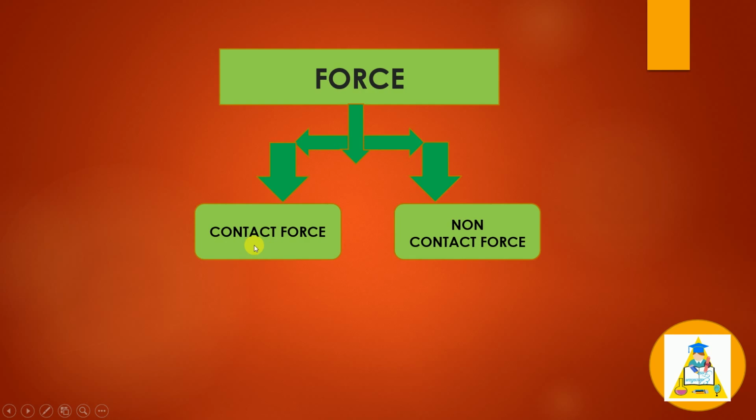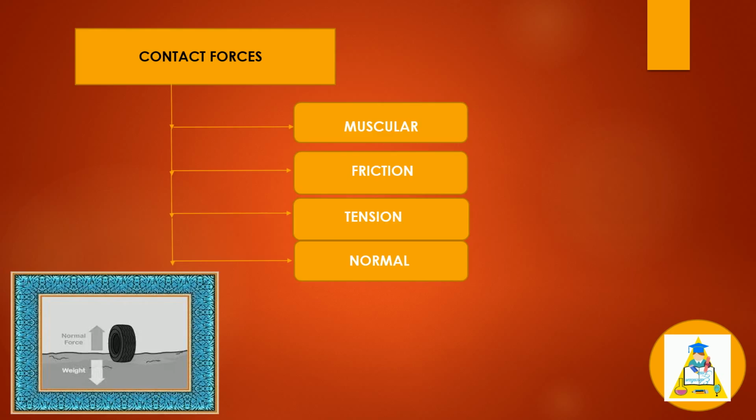What is the meaning of contact? When two objects are physically in touch. And when it comes to non-contact force, they are not in touch but still the pressure between the objects will act. So contact forces are muscular force, frictional force, tension force, and the normal force.